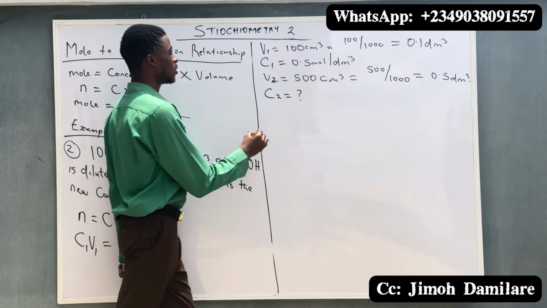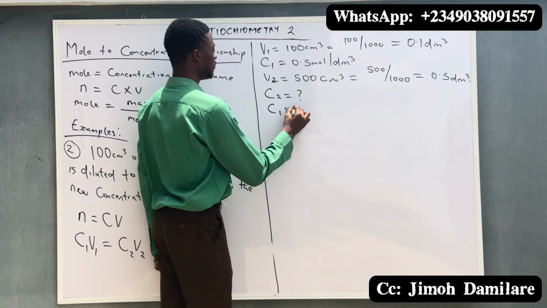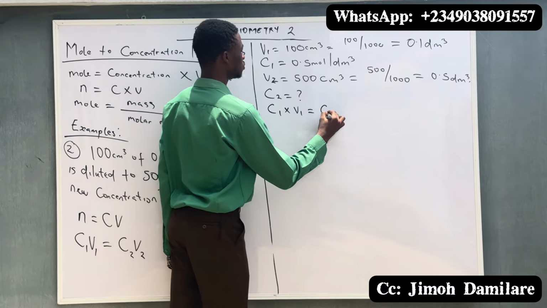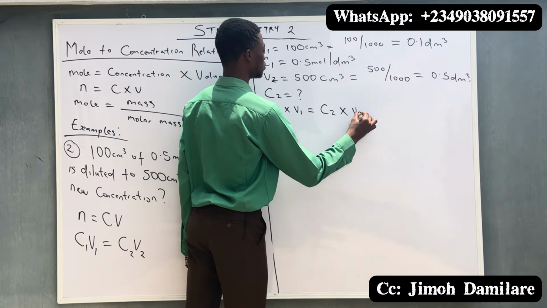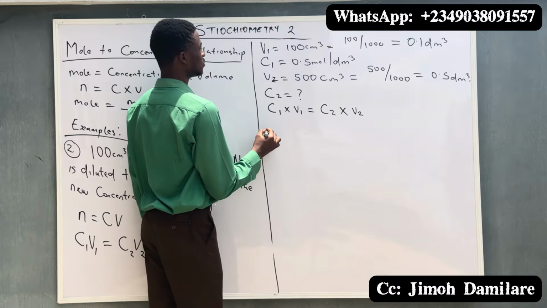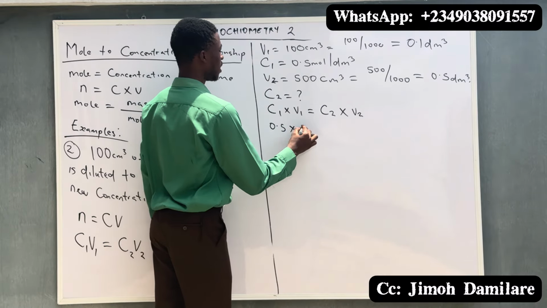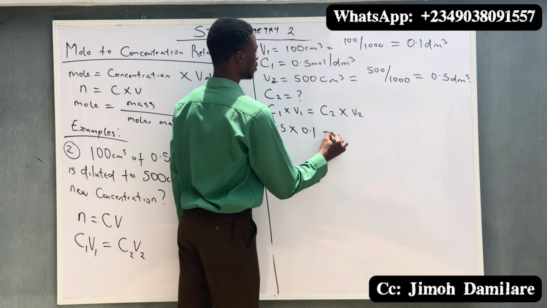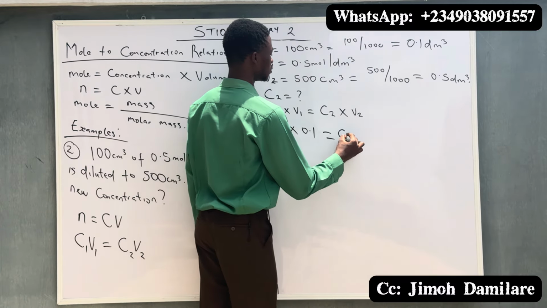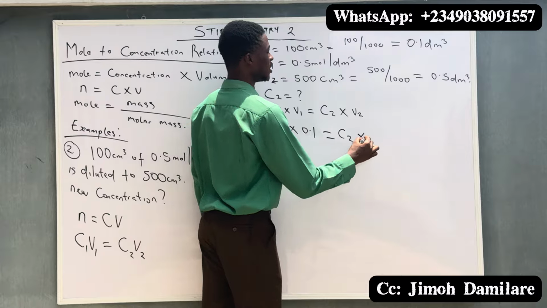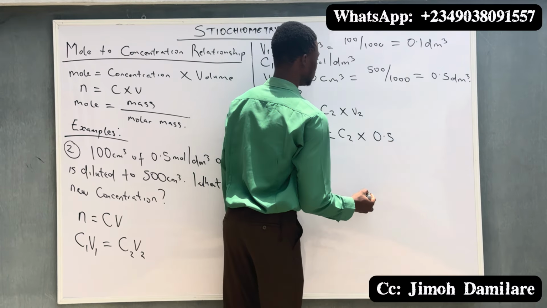So back to our formula, which is C1 multiplied by V1 equal to C2 multiplied by V2. Our C1 in this case is 0.5. So we have 0.5 multiplied by, what is our V1? We have 0.1, equal to, what is our C2? Our C2 is unknown, multiplied by, what is our V2? Our V2 is 0.5 dm cube.